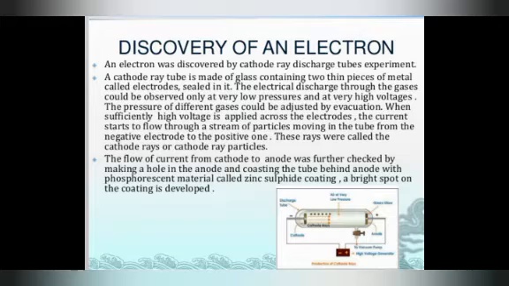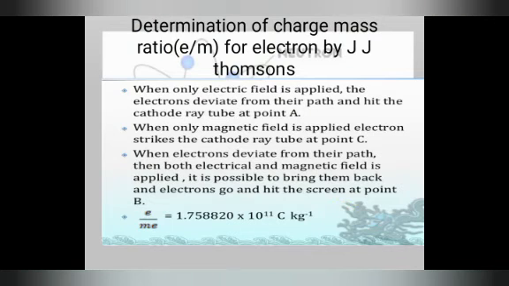When he reduced the pressure a little more, to 10 raised to minus 4 atmosphere, he found that the discharge tube opposite to the cathode started glowing. It means cathode rays are starting, and he found a greenish light called fluorescence. This has been shown in the picture which is given in the PDF. So in this way his contribution was that he found the ratio between charge and mass.